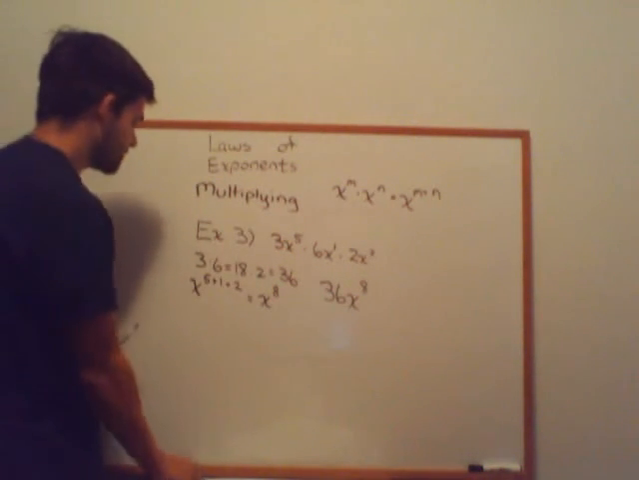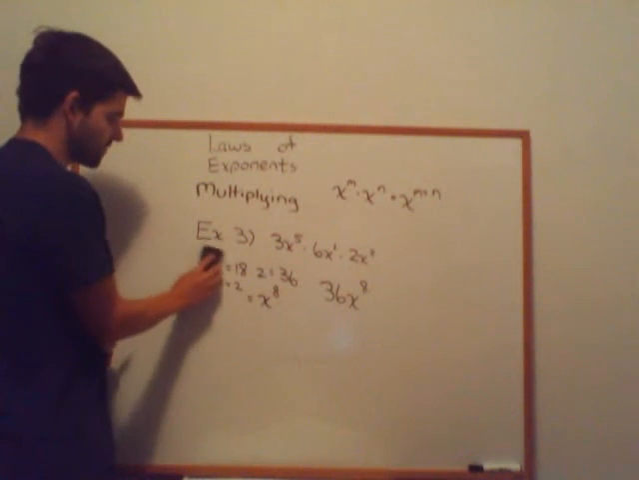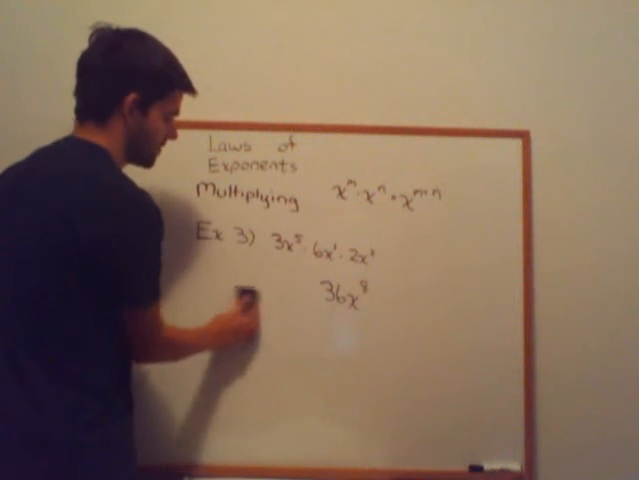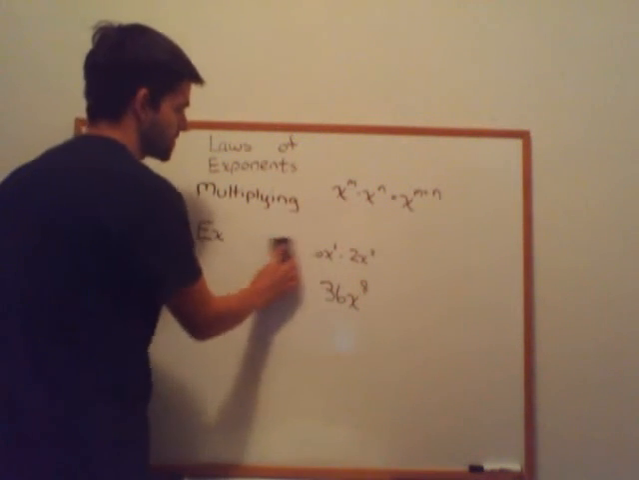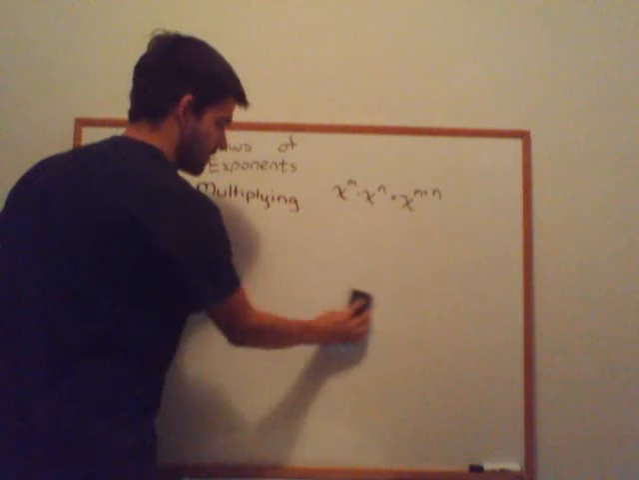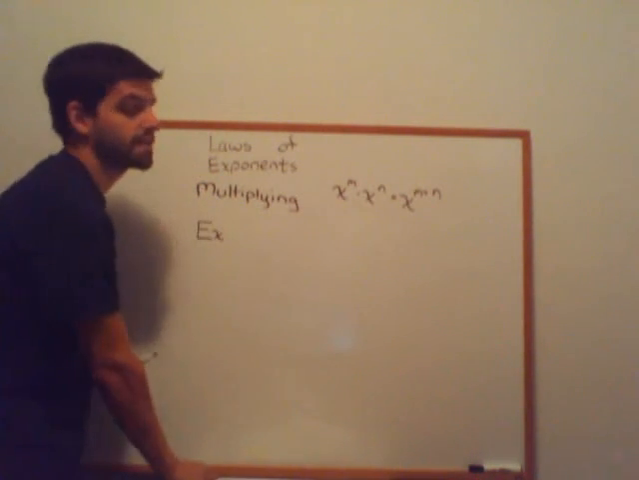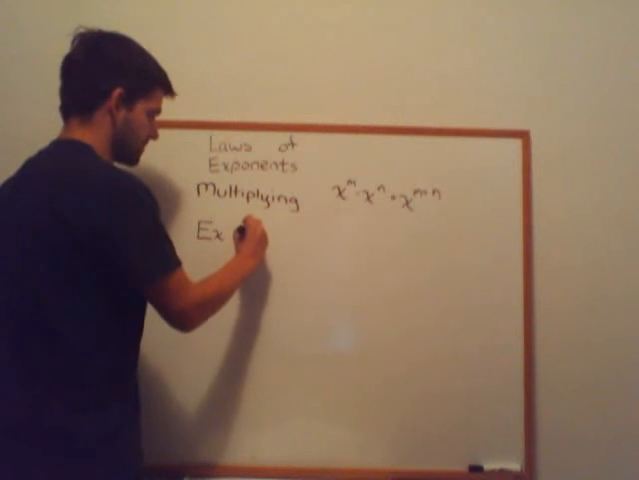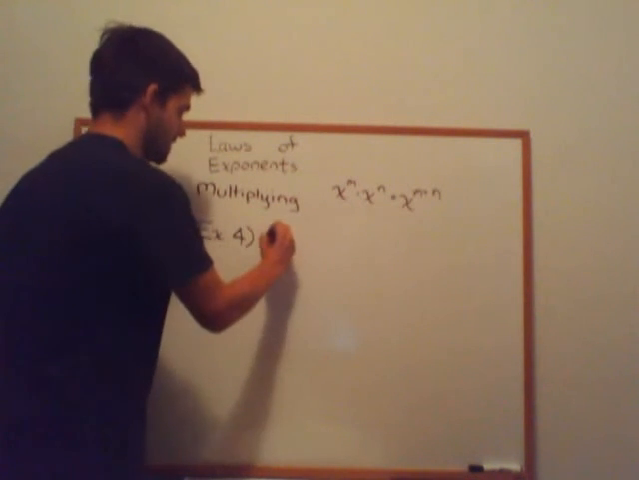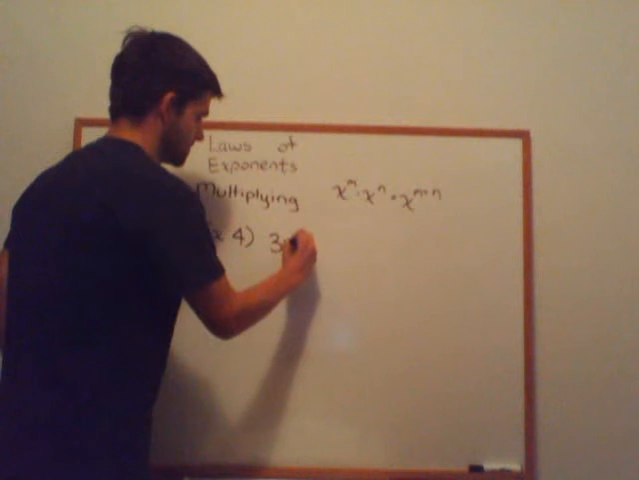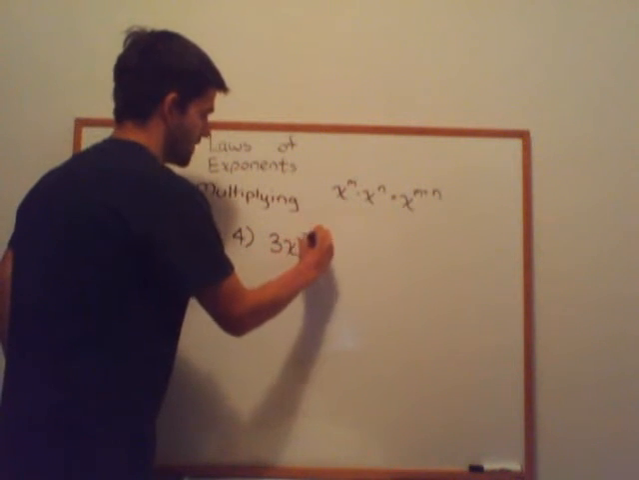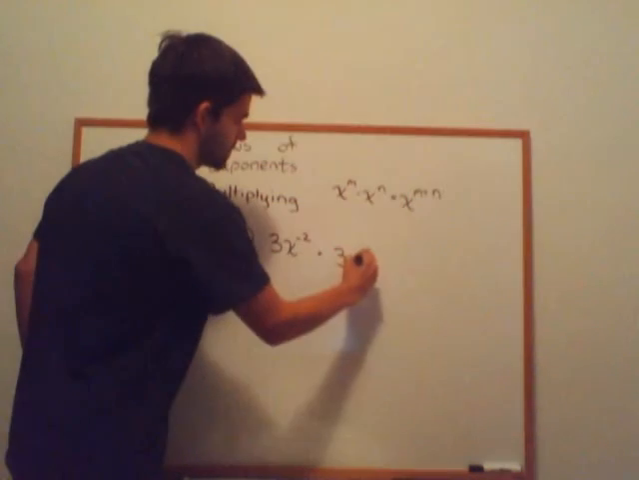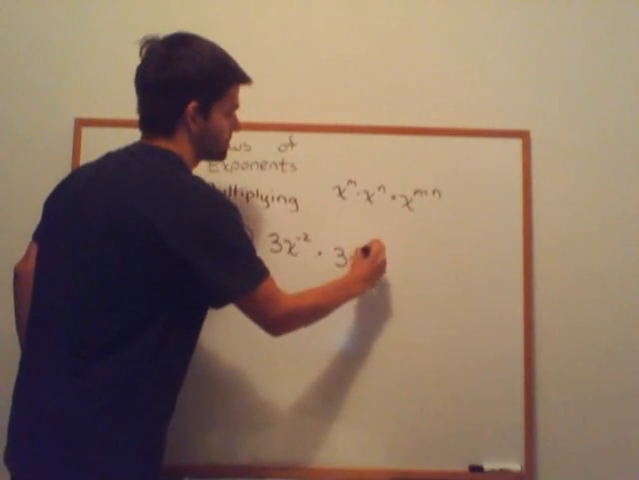Let's look at one more example, because up to this point, we've seen only positive exponents. Now, I'm sure the question has definitely arisen, can you have negative exponents? And the answer is yes, absolutely. So let's look at one of these examples. If I had 3x to the negative 2 power times 3x to the fifth power.